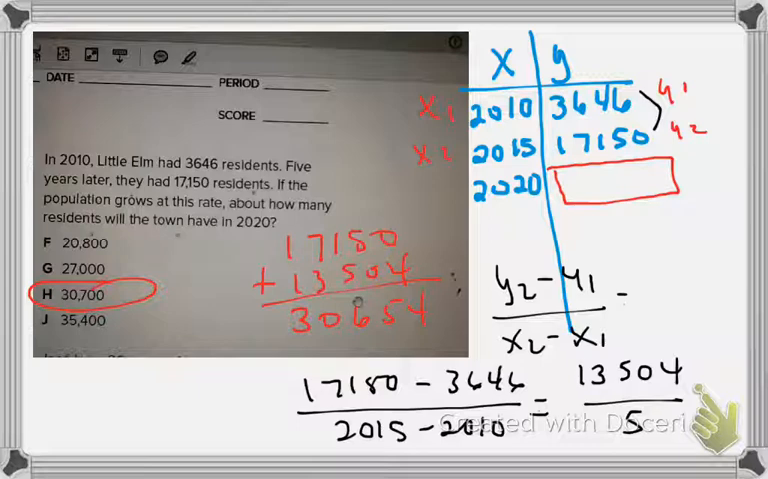The point of this video is to show you that you can take a scenario and just kind of create a table and then find the slope. We found the pattern here, finding the difference here. We actually found the slope, and the slope was 2,700.8, and so you can't really have a .8 of a person, so we'd probably say 2,701.